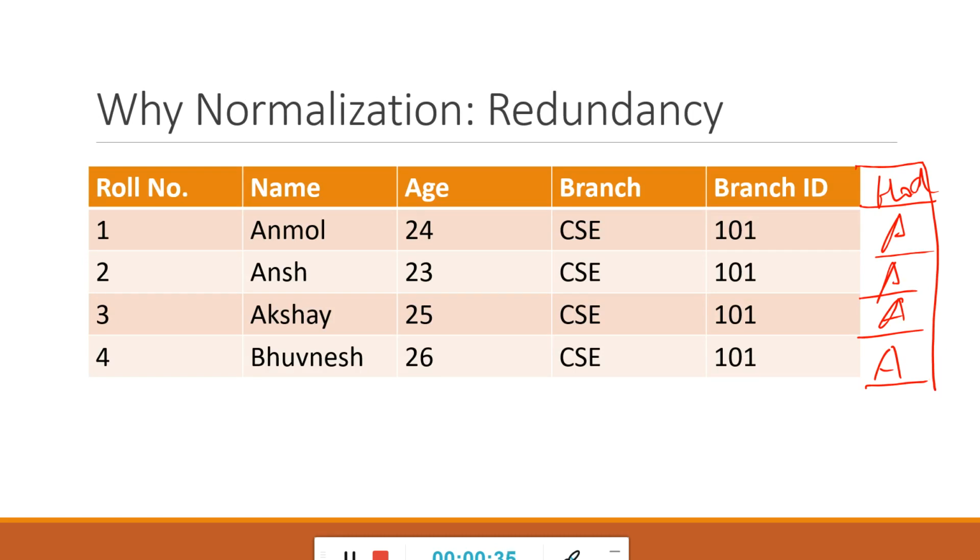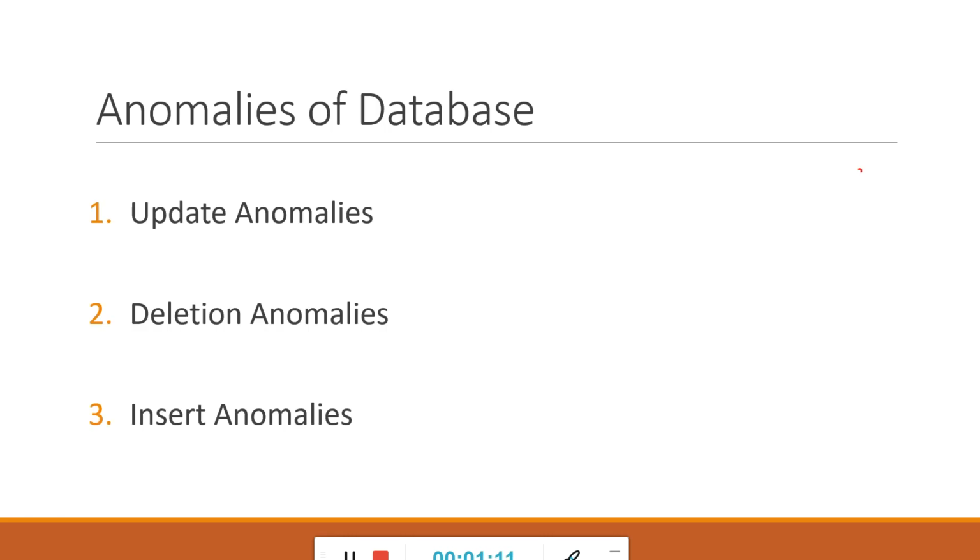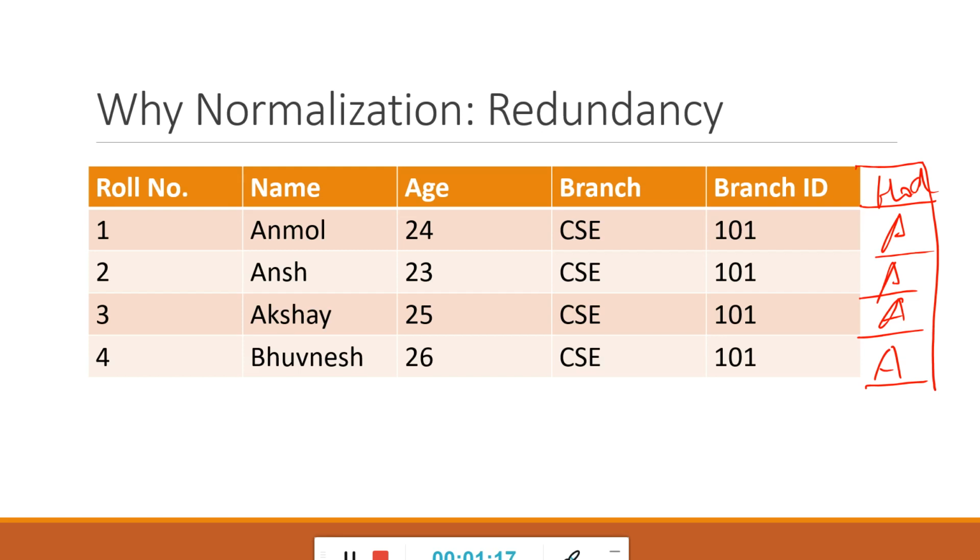So, why we need the normalization? Normalization is basically the method to split the table in two or three so that one record is uniquely identified in the entire database. And there are few anomalies. Anomalies are things that should not exist in the table. There are three kinds of anomalies: update, deletion, and insert. There are three types of problem with this table structure, which seems good, but there are problems with it. Let's understand this first.